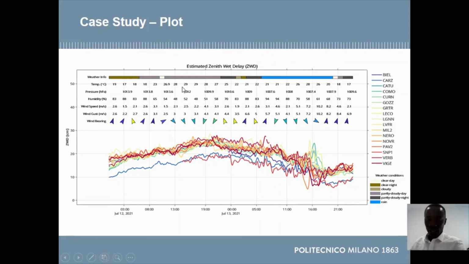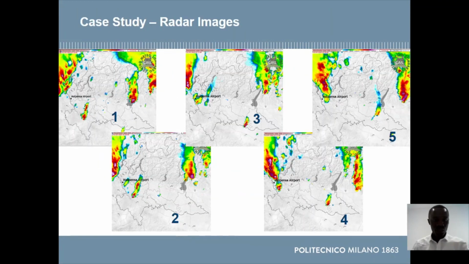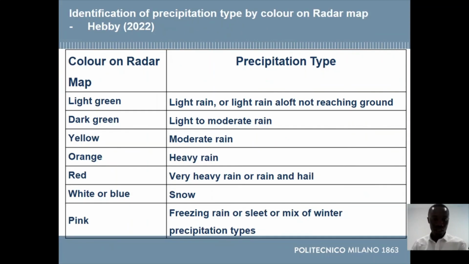And then the weather information during the incident period is represented with the patch with a face color of light blue, and this is interpreted as rain. This interpretation also tallies with the deduction made from the radar images, in which we see a red cloud that is moving towards Malpensa Airport, and which is interpreted from the Hebby table to be rain.